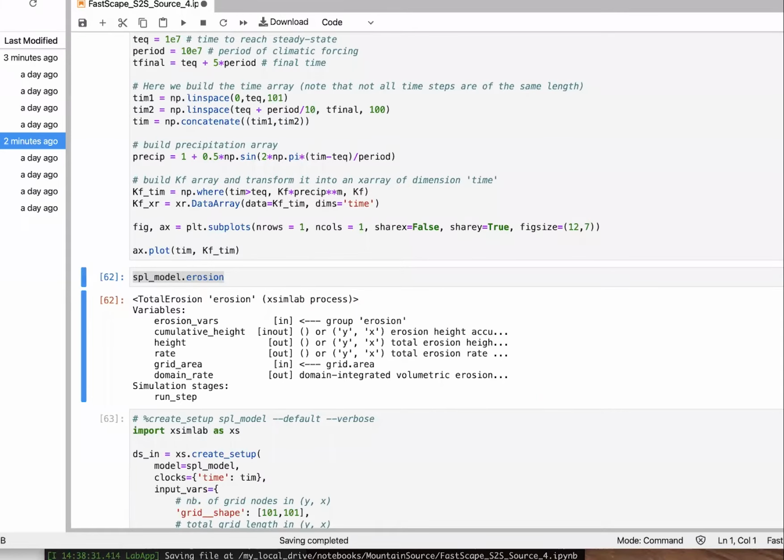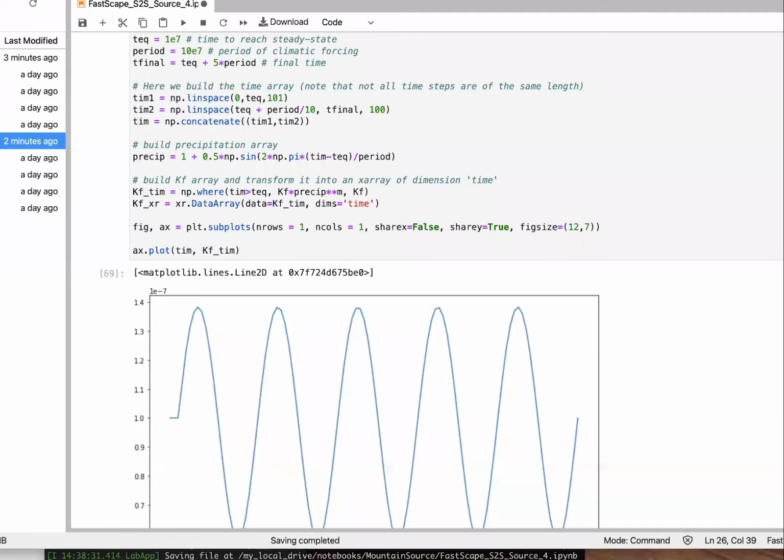Anyway, so let's even increase this more and look at the flux.